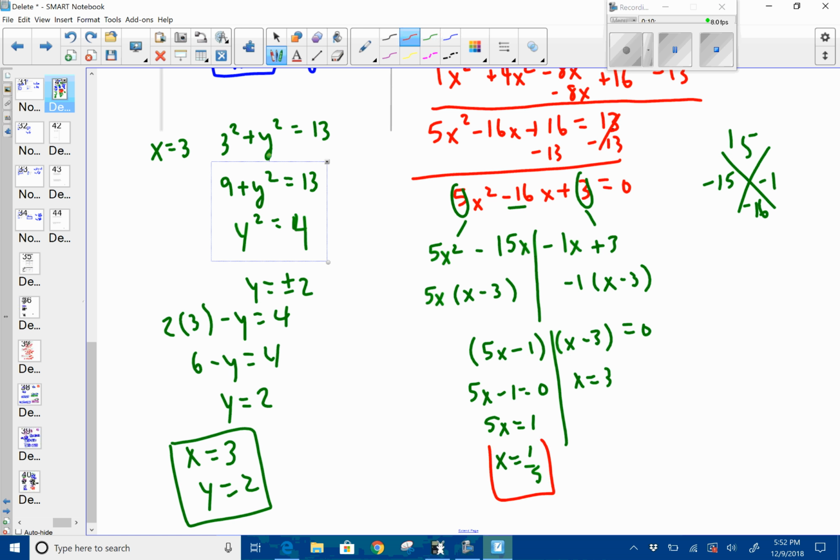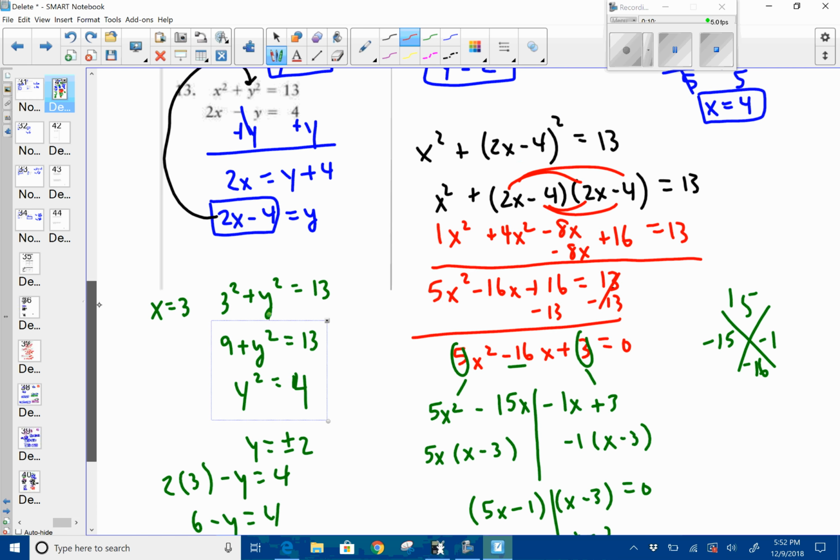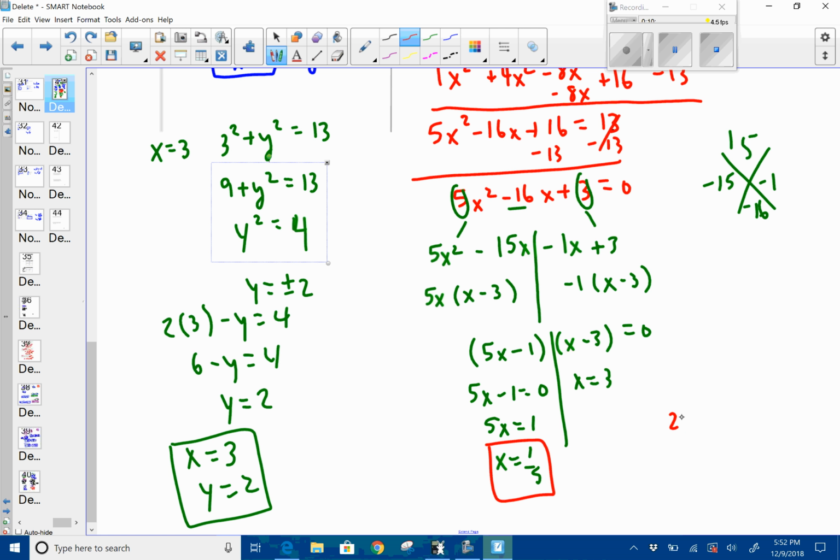The other one is x equals 1/5. So I should just plug it into the second one just to make it easier. So 2x minus y equals 4. My new x is 1/5, so 2 times 1/5 is 2/5, minus y equals 4. So I want to figure out what makes this true.